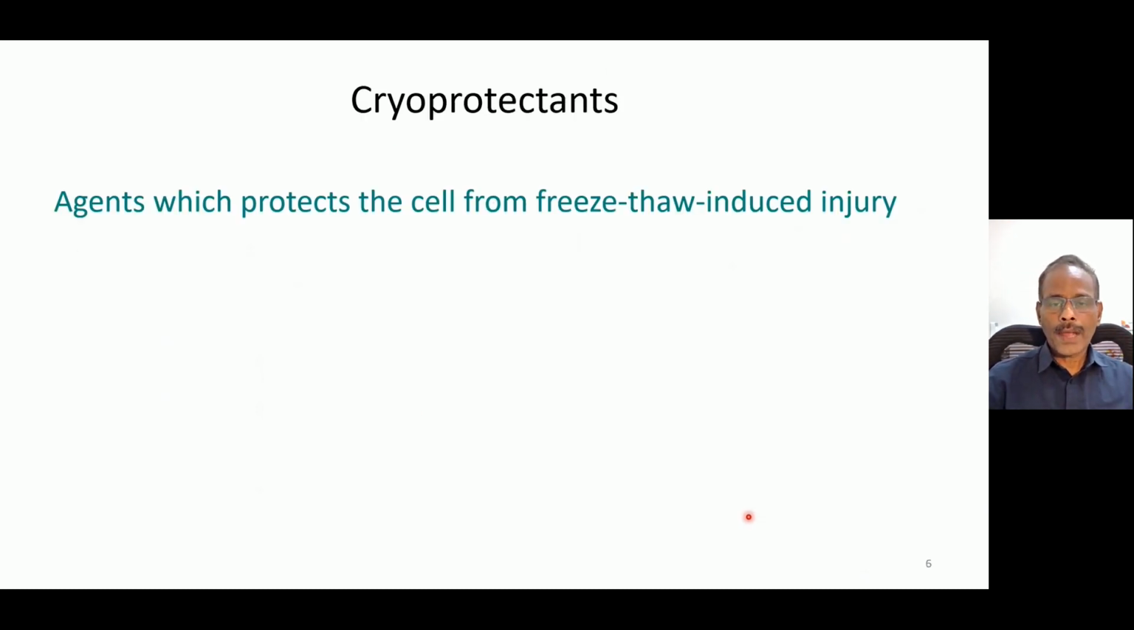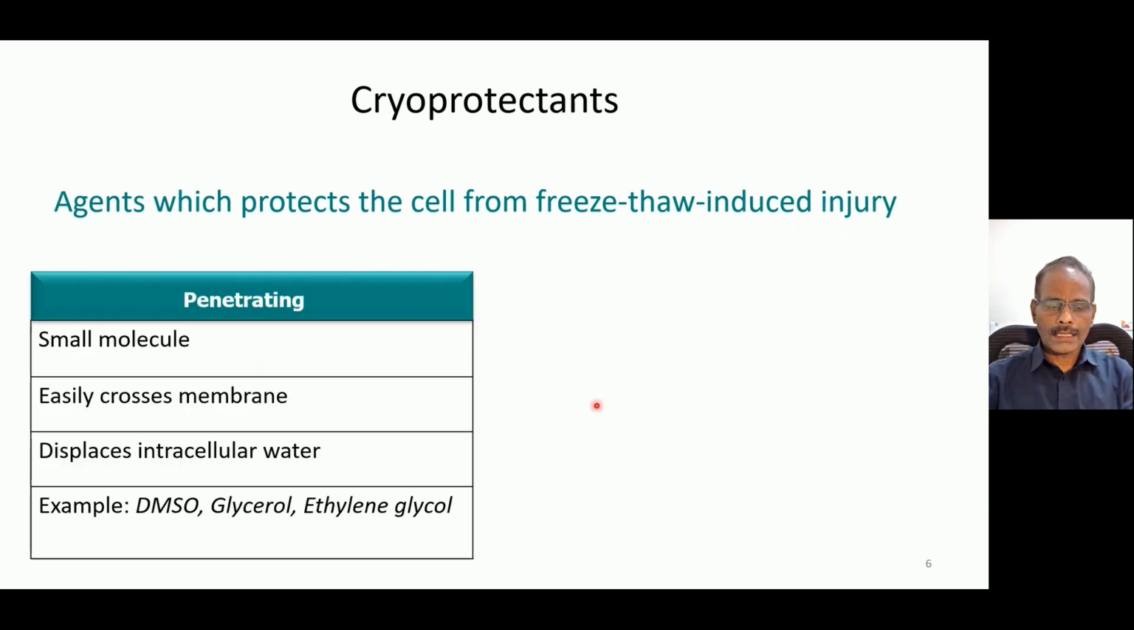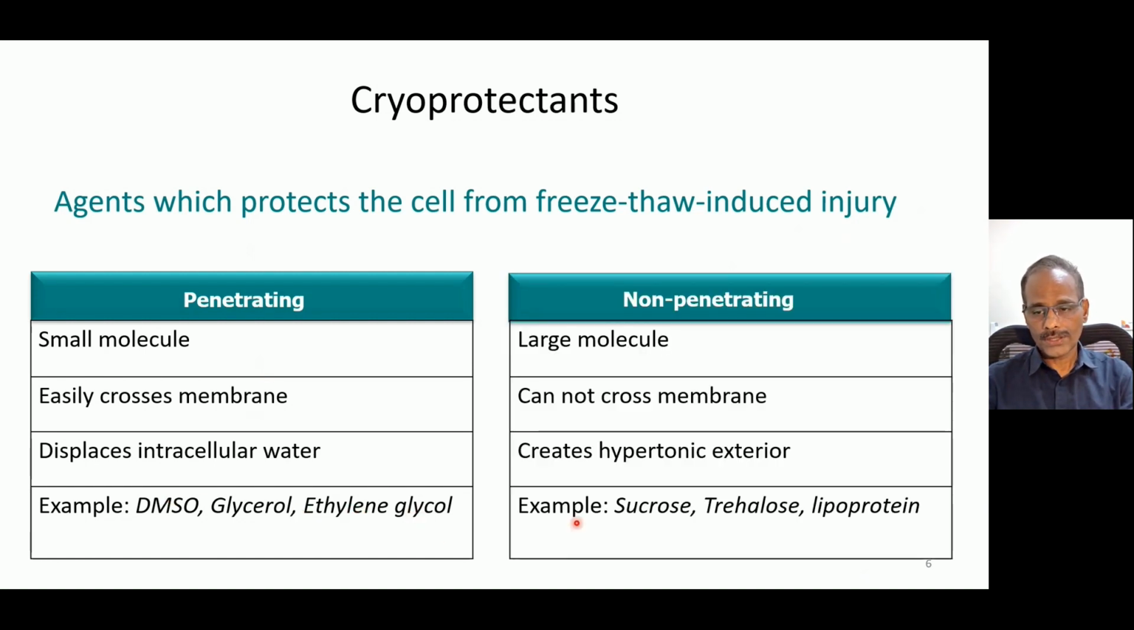So this impact can be prevented by using certain chemical molecules known as cryoprotectants. These cryoprotectants are agents which protect the cell from freeze-thaw induced injury. There are different types of cryoprotectants. The penetrating cryoprotectants are small molecules. They can penetrate the oocyte or embryos and pass through the membrane. And what happens? They displace the intracellular water. For example, commonly used cryoprotectants like DMSO, glycerol, and ethylene glycol are used either singly or in combination.